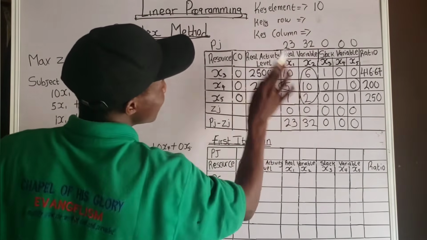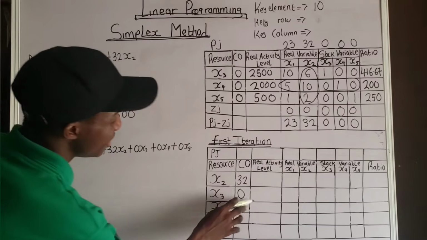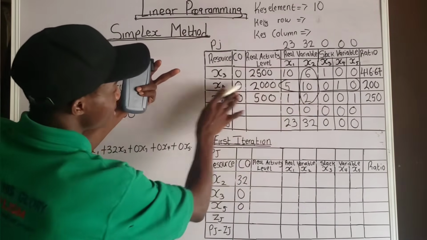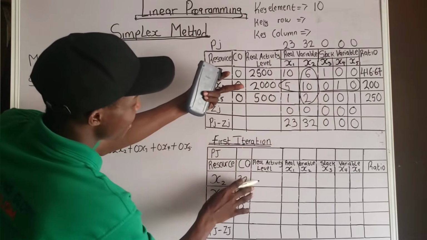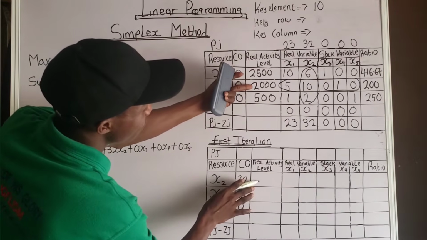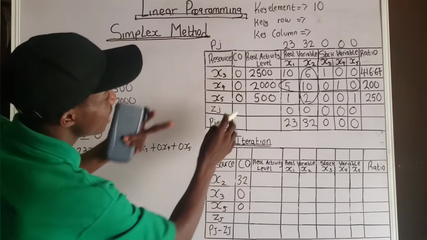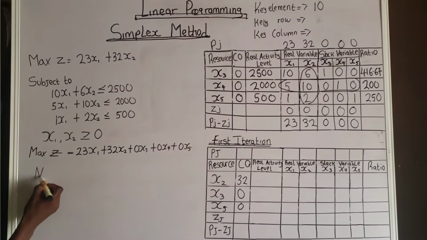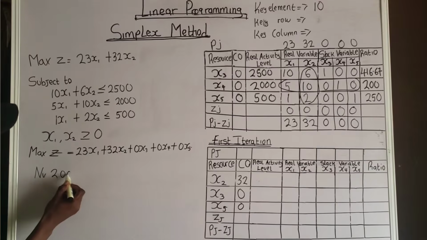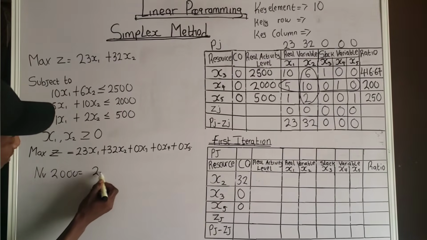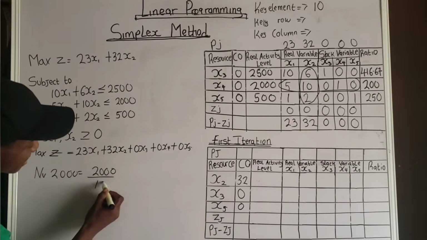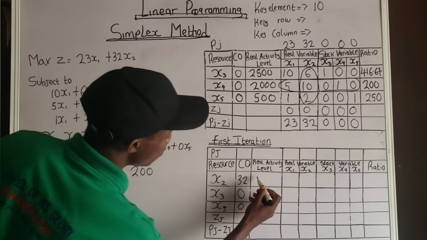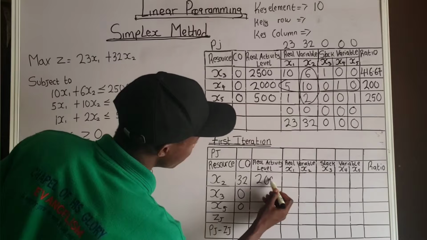The key element is 10. So to get the new value for these cells, don't forget that the key row is this place. This is the key row. So to get the new value of the real activity level for 2000, the new value will be what? 2000 divided by 10. The new value of 2000 is equal to 2000 divided by 10. 2000 divided by 10 is 200. So the new value of these cells is 200.